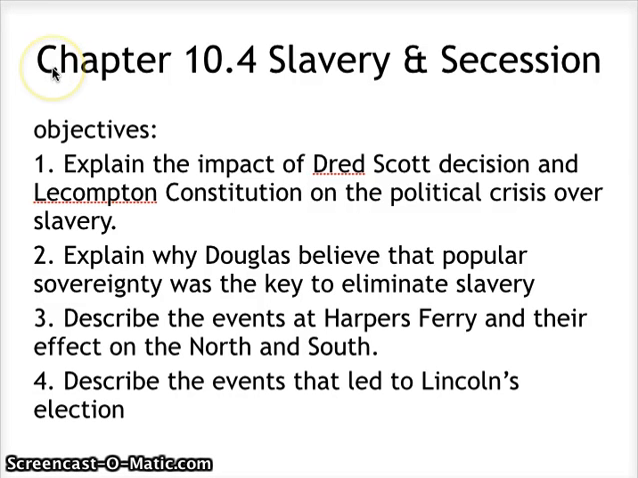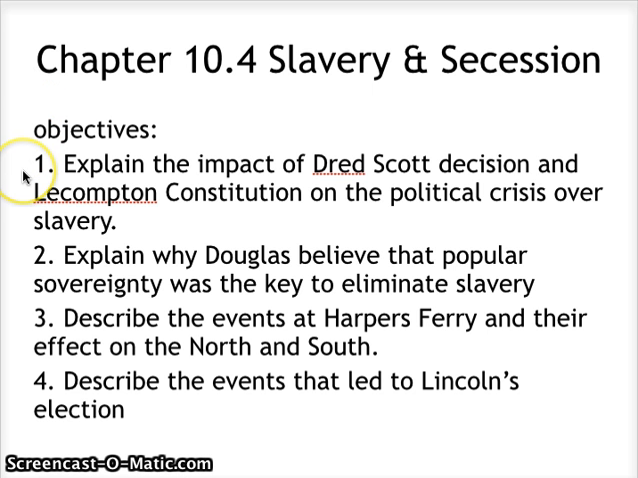This is the second section for this week, chapter 10.4, Slavery and Secession. Now, if you don't know what secession means, that means to actually back out. So we are going to start to see the southern states secede from the Union. That means they are going to try and form their own country.